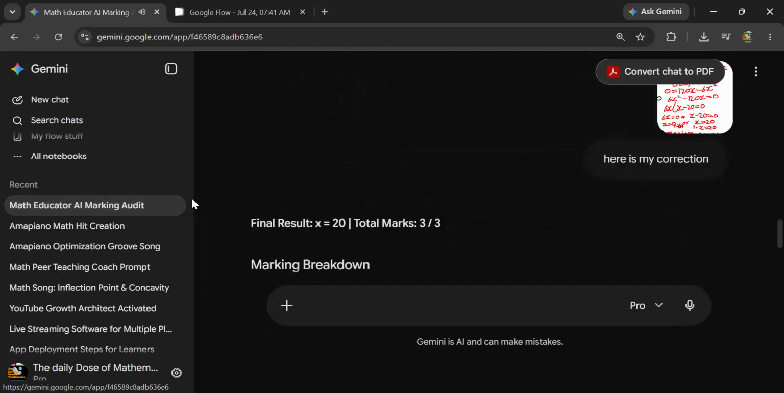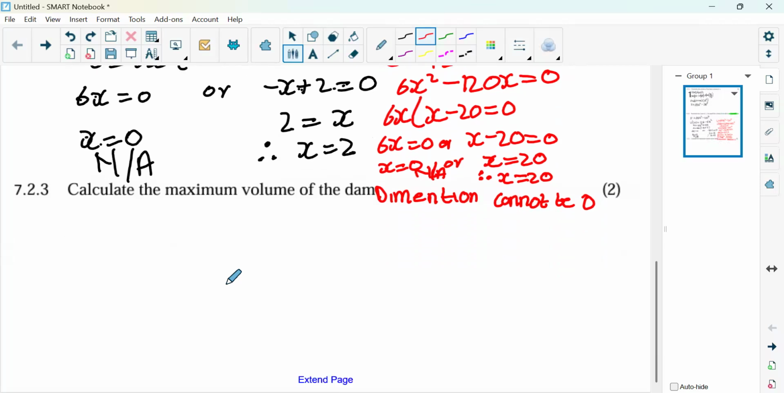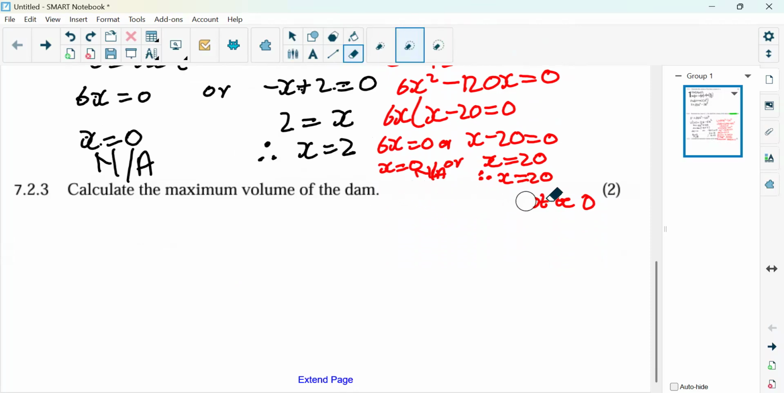Okay, guys, we're continuing with question 7.2.3. Let's give Itu a round of applause. He managed to fix his mistakes. Now we're going to 7.2.3.